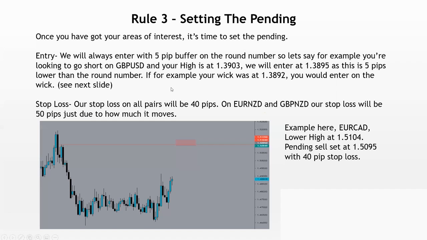But yeah, stop loss. There is a fixed stop loss of 40 pips on every single pair besides Euro New Zealand and Pound New Zealand, so please make note of that. If you trade Euro New Zealand and Pound New Zealand, our stop loss will be 50 pips, just because a pip on those pairs looks like, well, it's nothing.